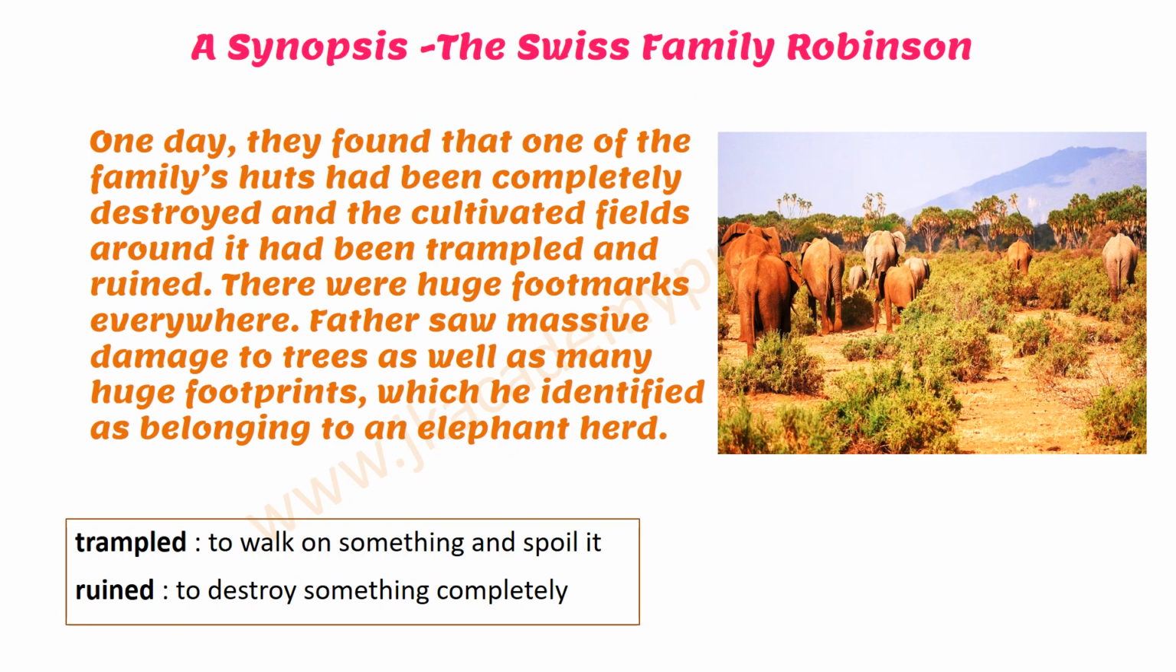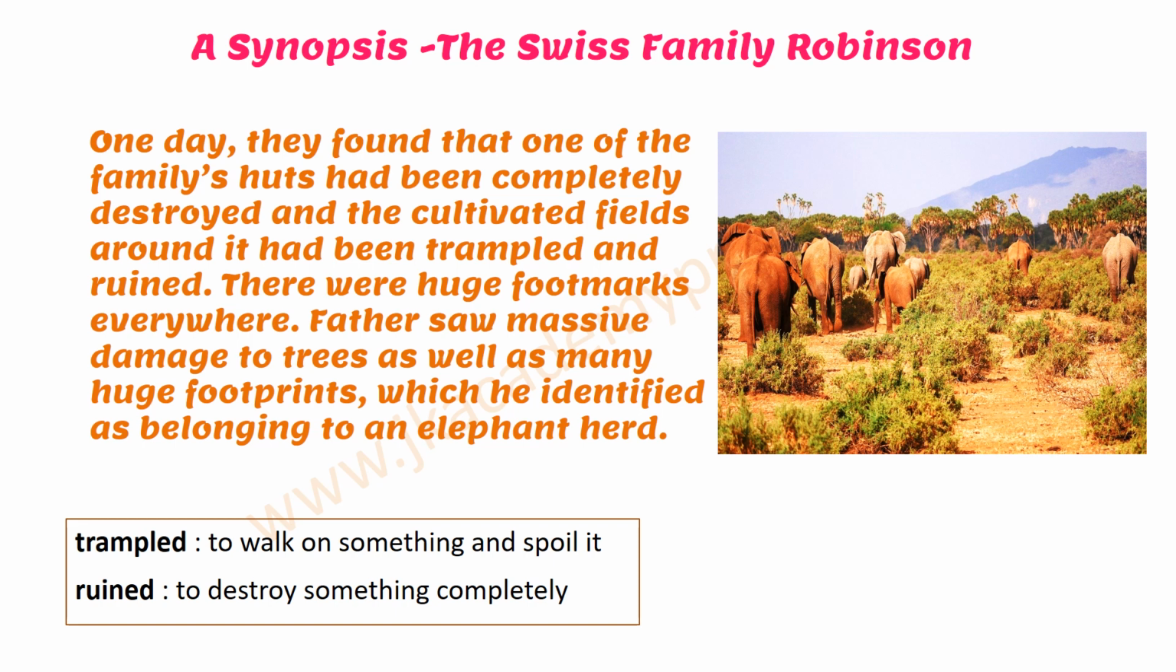One day, they found that one of the family's huts had been completely destroyed and the cultivated fields around it had been trampled and ruined. They had made these little huts to keep their things, everything they couldn't take in the cave or in the tree house. So they found that the huts had been destroyed, and the fields where mother was cultivating vegetables and other things had been trampled.